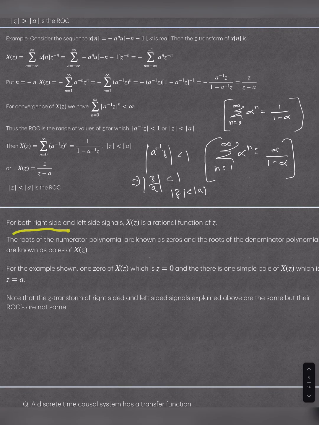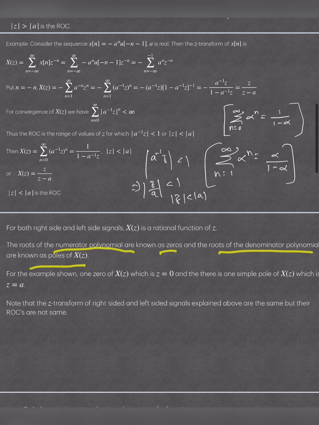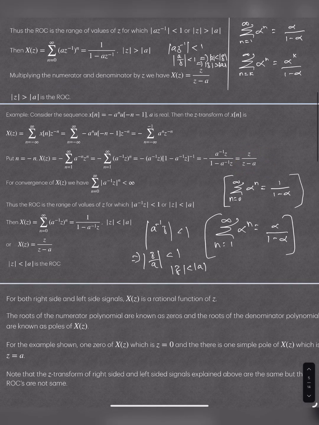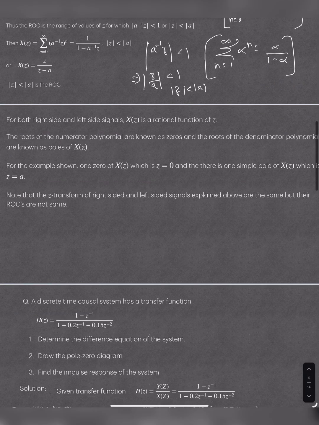So for both right and left sided signals, X of z is a rational function of z, and the roots of the numerator polynomial we call zeros, and the roots of the denominator polynomial we call poles. So to note this z transform, the numerator part you can see here, when you equate it to 0, we call it a zero, and the denominator when you equate it to 0, this is z equal to e, which is the pole. So that's what I told here. z equal to 0 is a zero, and z equal to e is a simple pole, because the power of z minus e is 1.